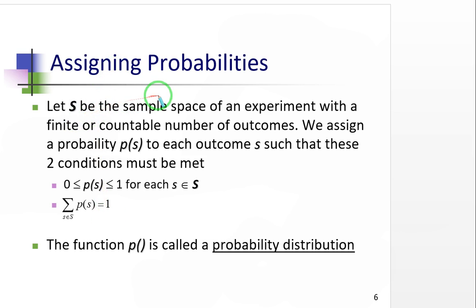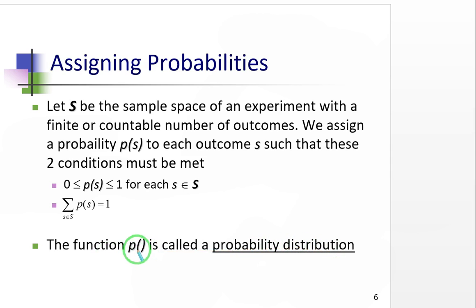So assigning probability means: let S be the sample space of an experiment with a finite or a countable number of outcomes. We assign a probability P of s to each outcome s such that these two conditions must be met. So these are two conditions for each and every probability section. The probability of a sample will always be between 0 and 1, not more than 1, not less than 0. Then the summation of all the probabilities in a sample will always be equal to 1, not more than 1.